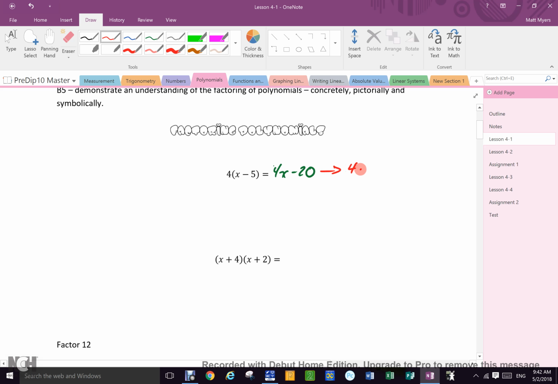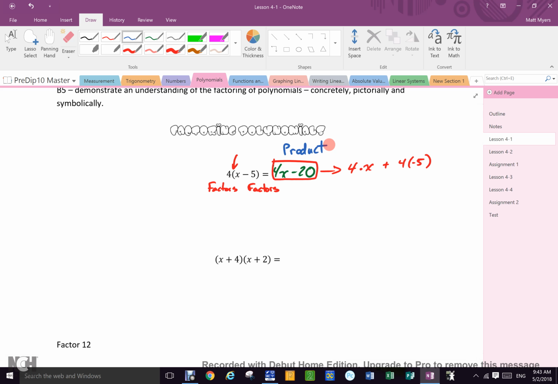Which means it is really 4 times x, right? Plus 4 times negative 5, correct? Everyone agrees? Excellent. Since this right here is multiplying, then both of these two things must be factors. And this must be a product. Are we all good? Excellent.